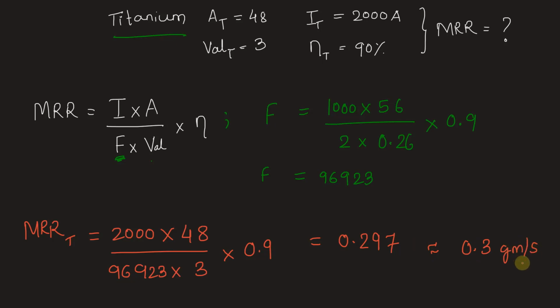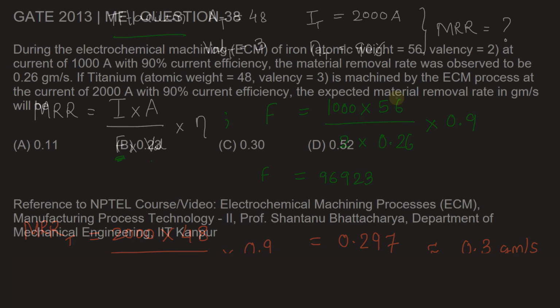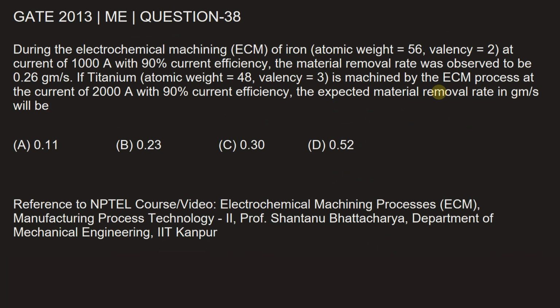per second. Let's go back and mark the correct option. The expected material removal rate for titanium in grams per second is given in option C, 0.3.